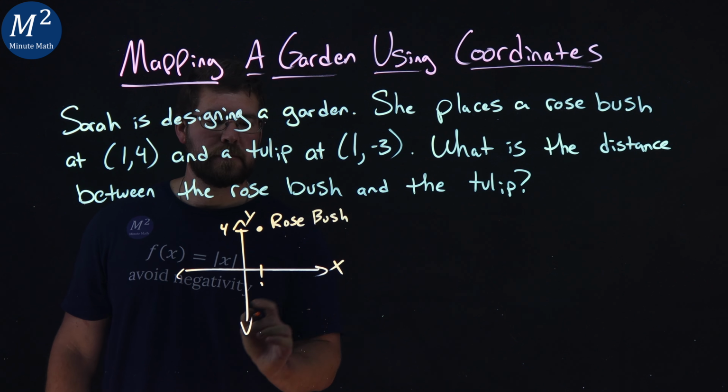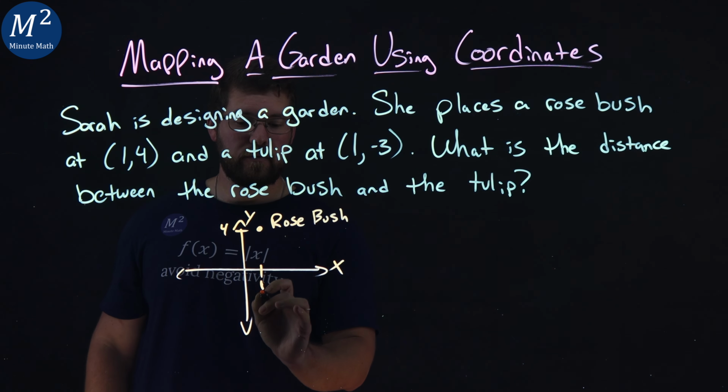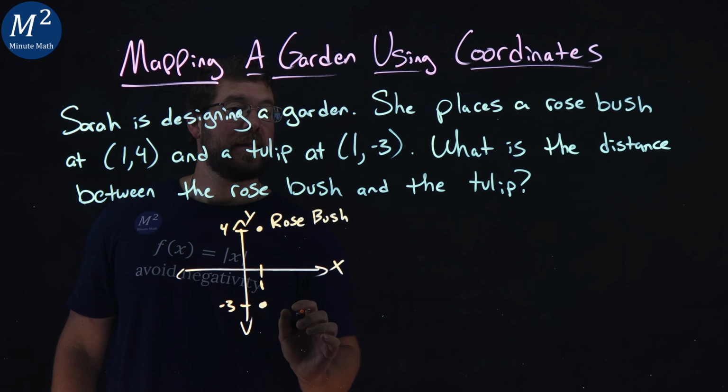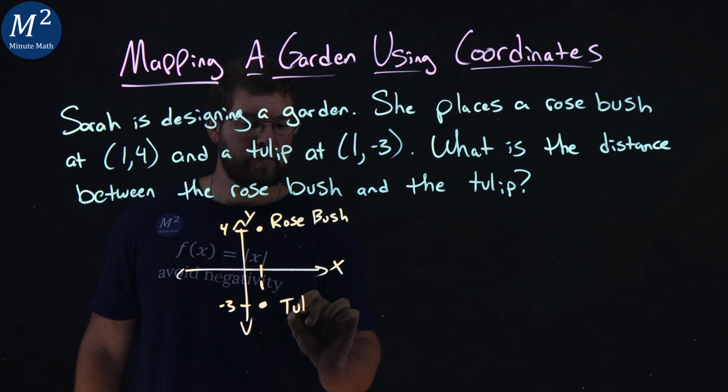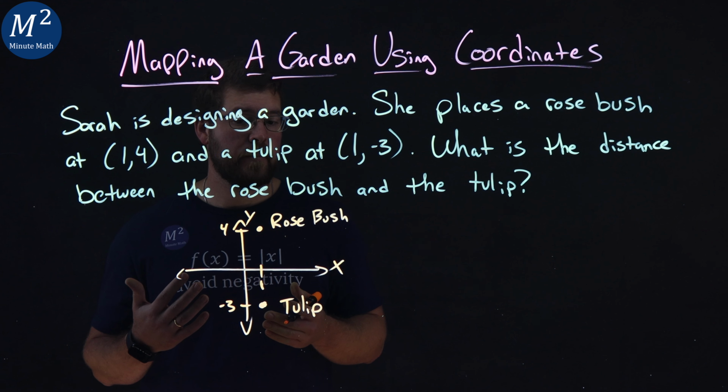Right there, rose bush. The tulip is at 1, -3. X is 1, y is a -3. Right there. And that's our tulip. So this gets us a little sketch of what's going on.